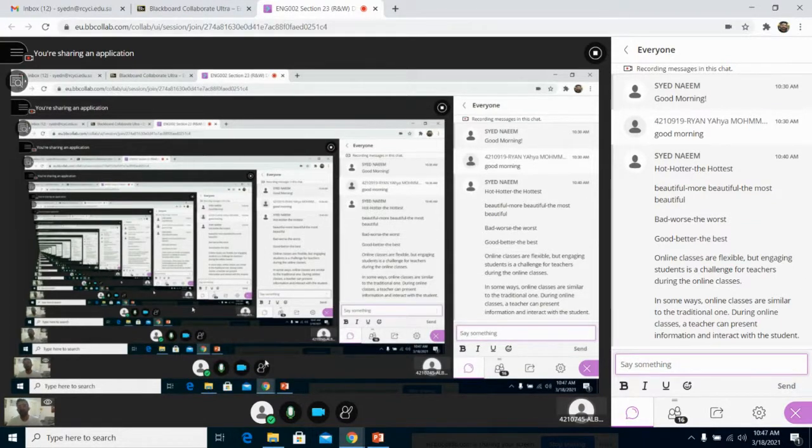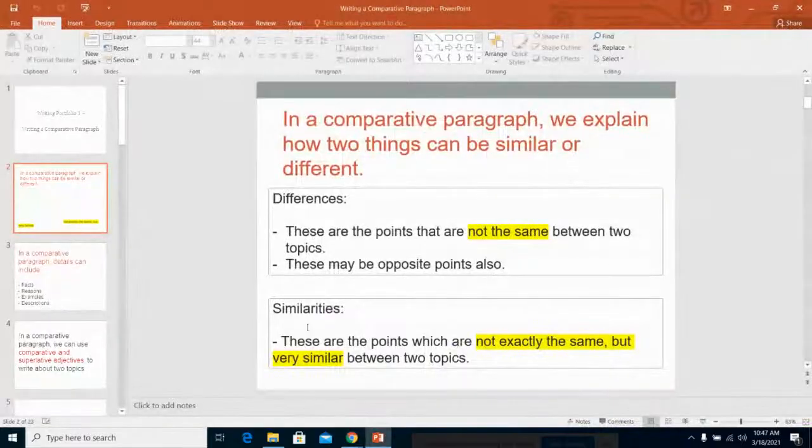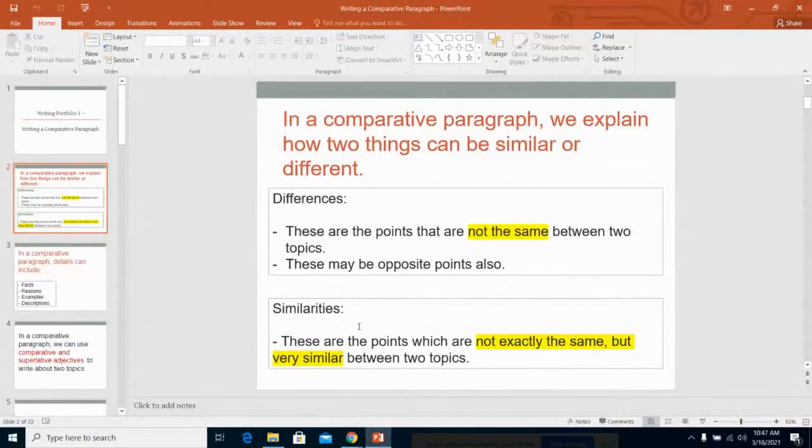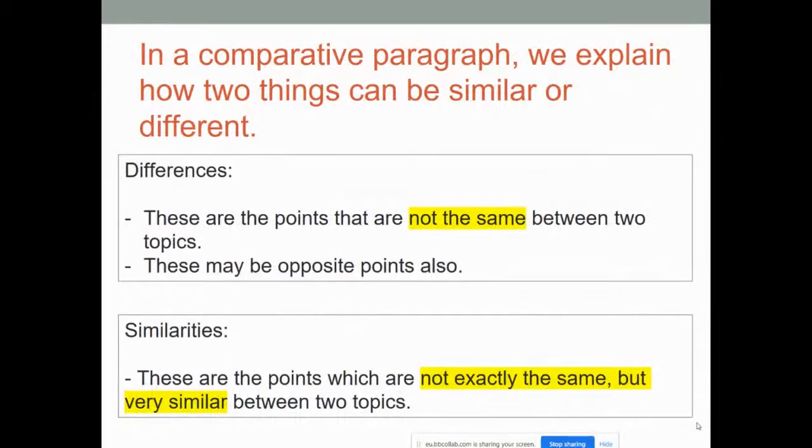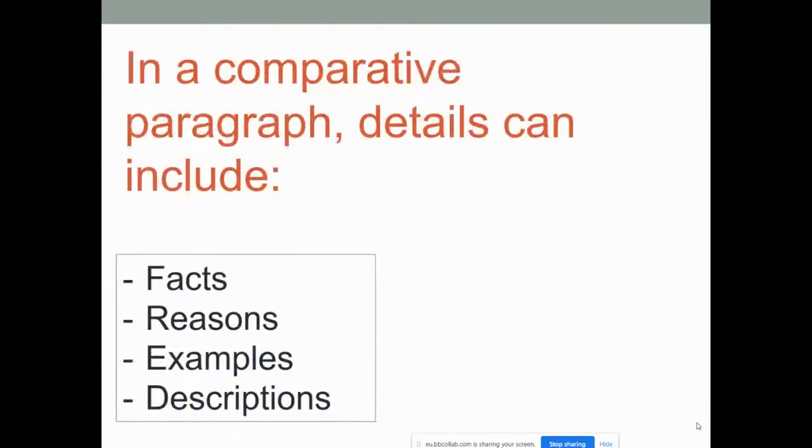So in a comparative paragraph, actually we are using the points that are not exactly the same but very similar between two topics. All right, so please be careful when you write your assignment on the subject. Okay, so how do we write a comparative paragraph?